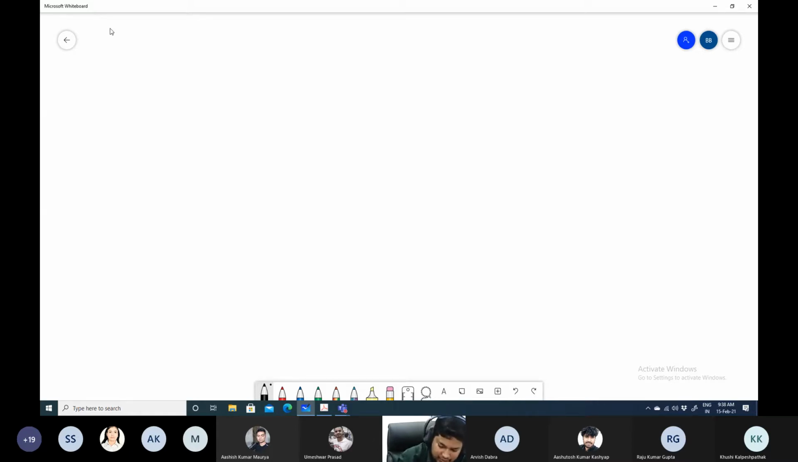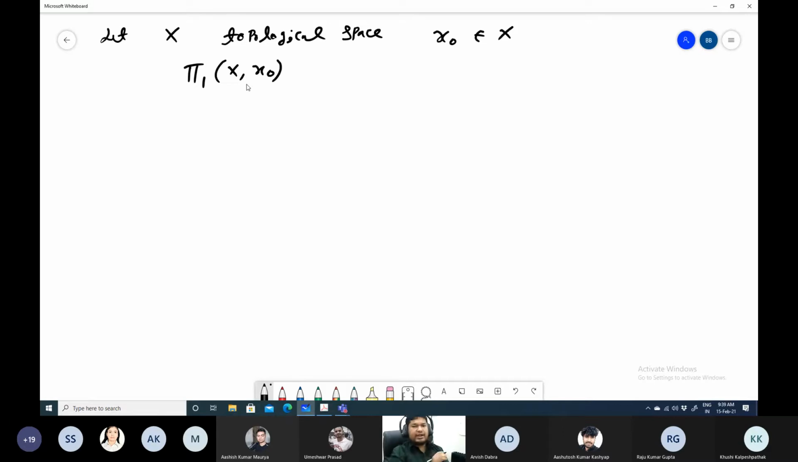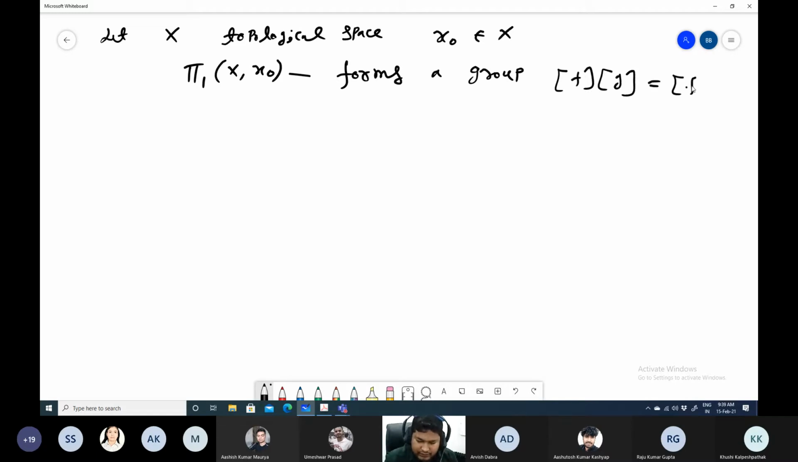So that's what we have seen. Let X be a topological space. We choose a point x0 from X, and we take this set pi1(X, x0), that is the collection of homotopy classes of loops with base point x0. We have seen that this forms a group under the product defined by this one. We have seen that this product is well defined and everything, so this forms a group.